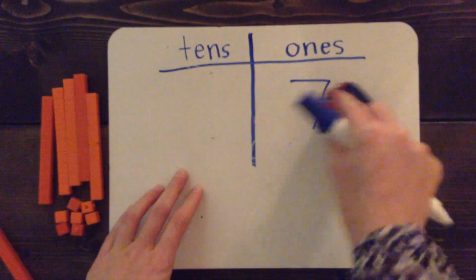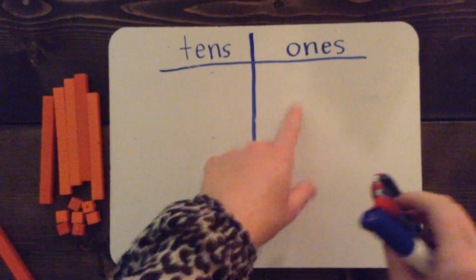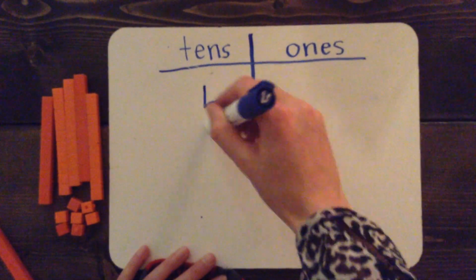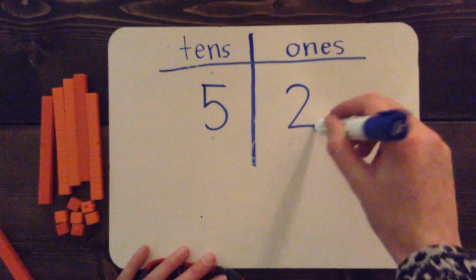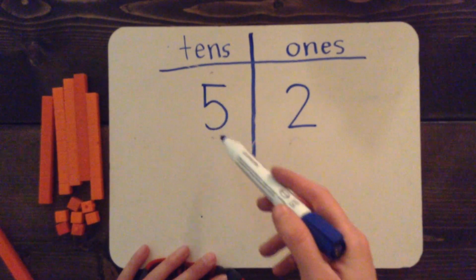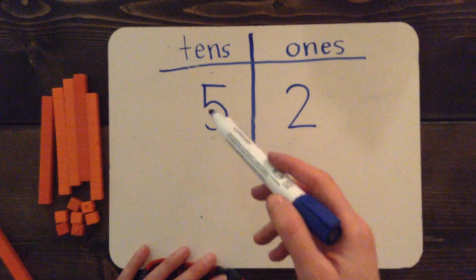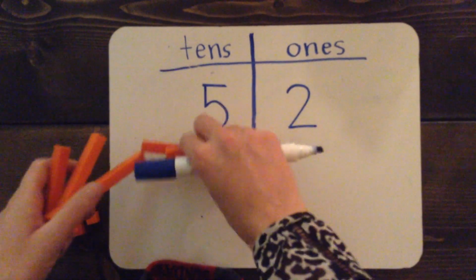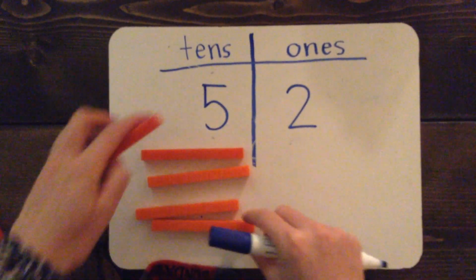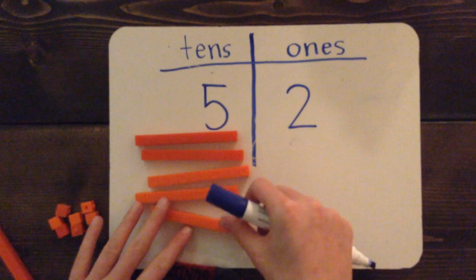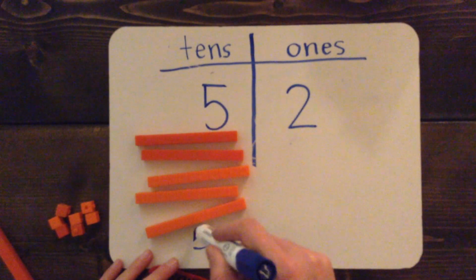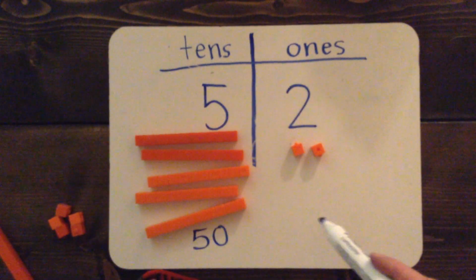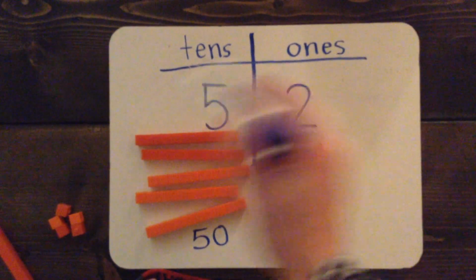How would you write the number 52 using tens and ones? Well, let's try. 52. This 5 does not mean 5. It means 50. It's 5 groups of 10. This 2 means 2. 50 and 2 makes 52.